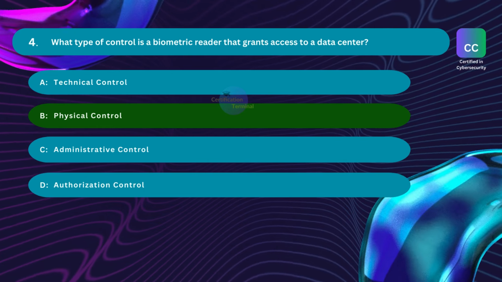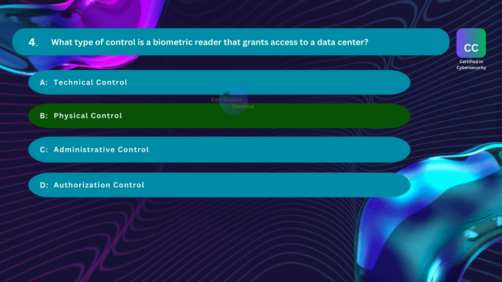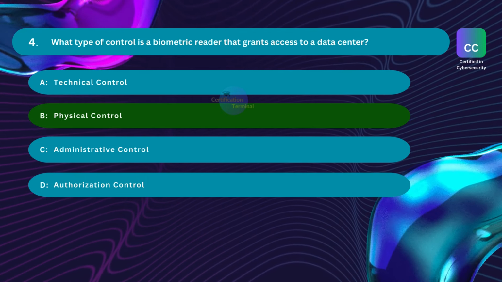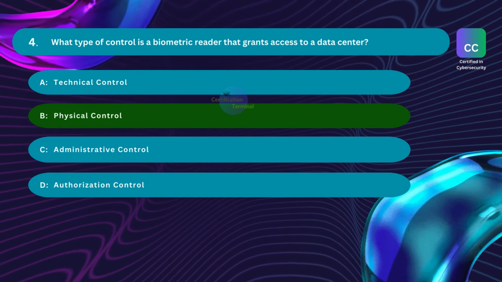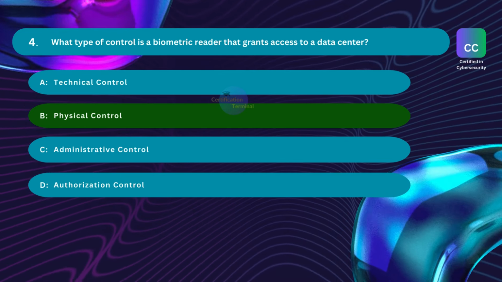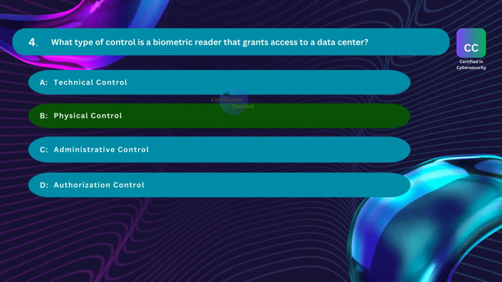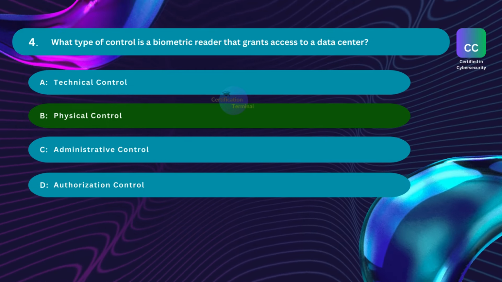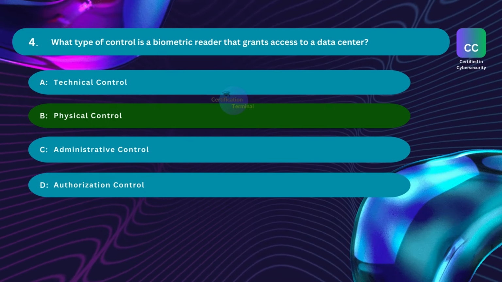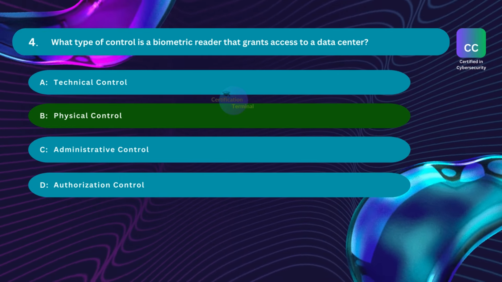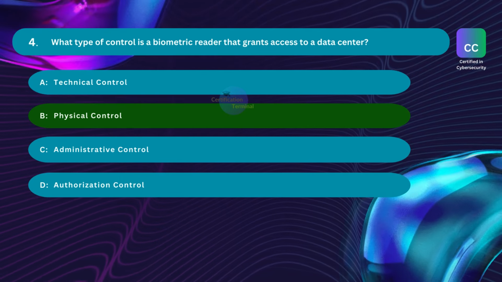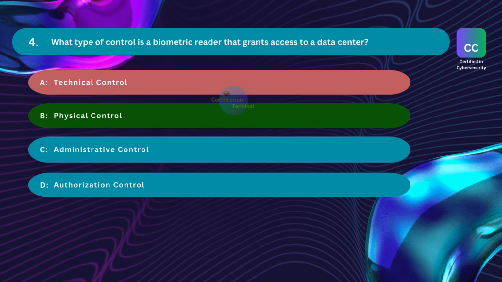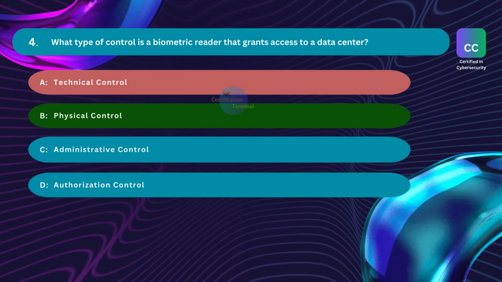Physical controls involve mechanisms that physically restrict access to a facility or system. Biometric readers that grant access to a data center by verifying a person's unique physical characteristics, such as fingerprints, retina scans, or hand geometry, fall under the category of physical controls. These controls are essential for securing physical access to sensitive areas like data centers, ensuring that only authorized individuals can enter.